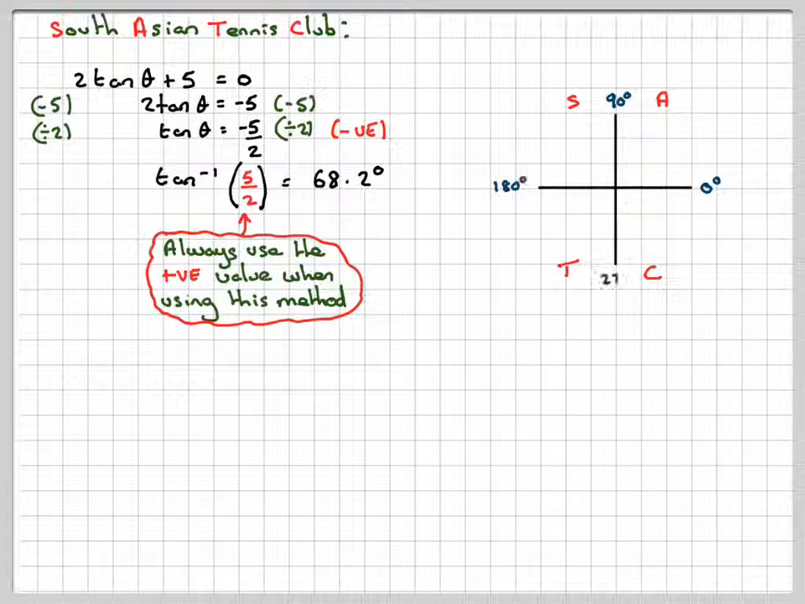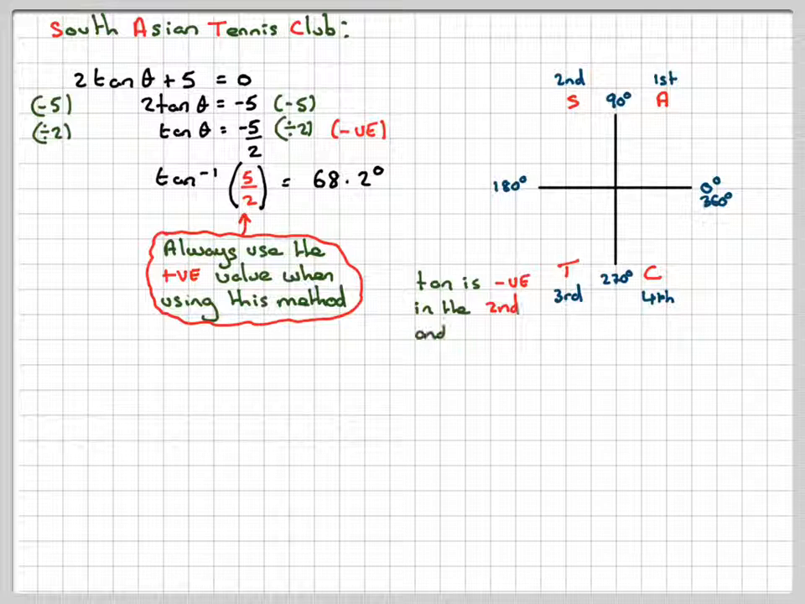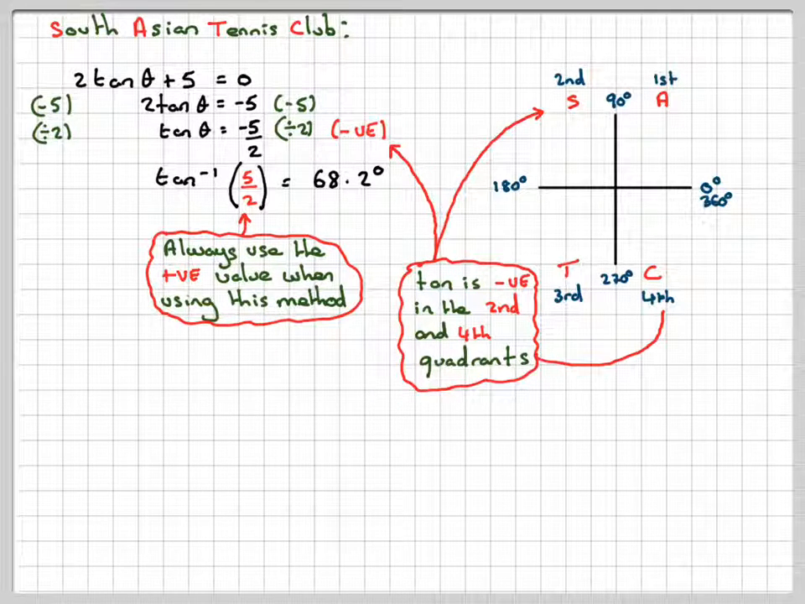So you draw your South Asian Tennis Club, and remember this tells me in the second quadrant sine's positive, in the first quadrant all are positive, in the third quadrant tangent's positive, and in the fourth quadrant cosine's positive. I want to see where it is negative. So where is tangent negative? Maybe stop the video and think for yourself which quadrant's tangent would be negative. Right, did you come up with the second quadrant and the fourth quadrant? Tangent is negative in the second and fourth quadrants.